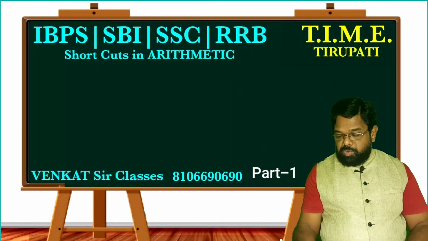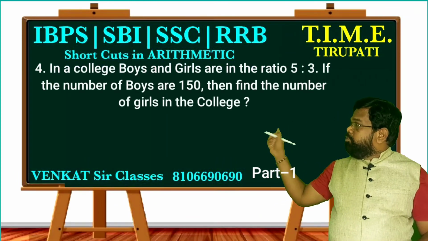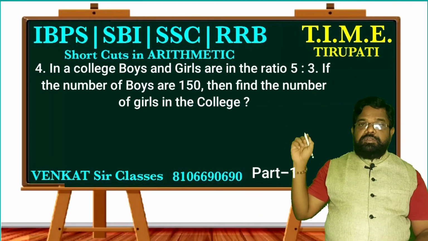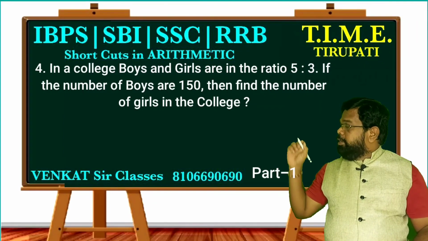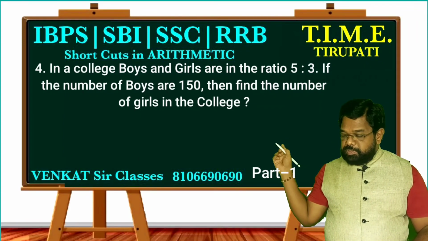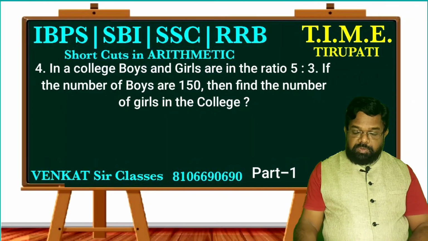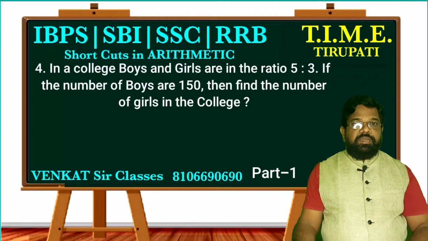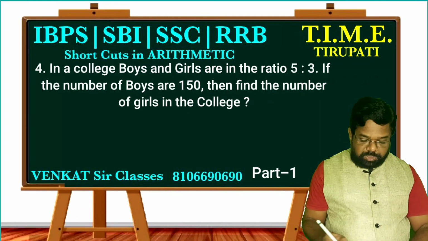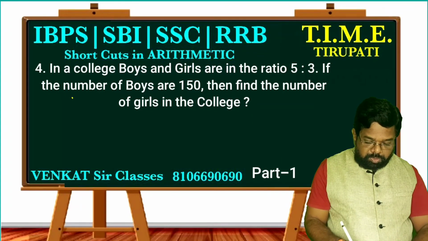Now question number 4. In a college, boys and girls are in the ratio 5 is to 3. If the number of boys is 150, then find the number of girls. So very simple, a shortcut is there. I can do it in a single step. What is the shortcut related to this? See here.